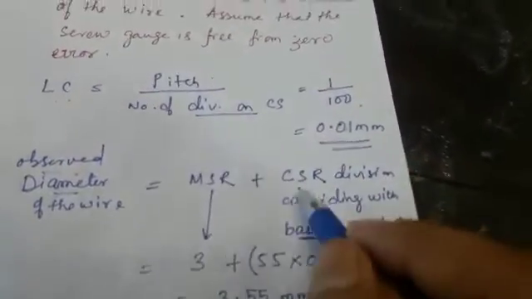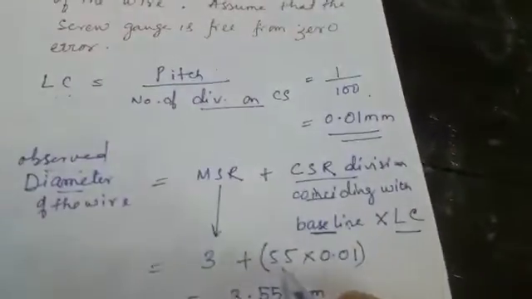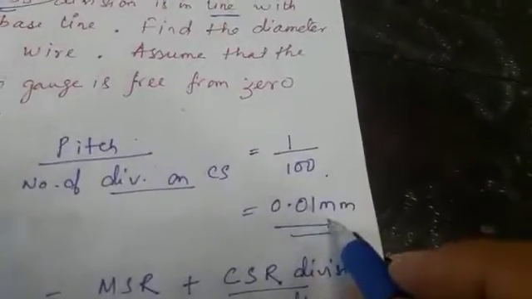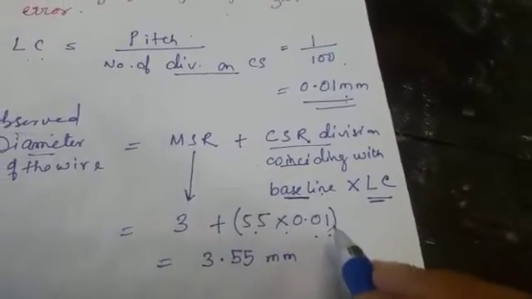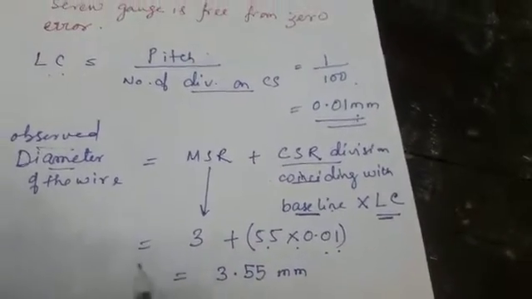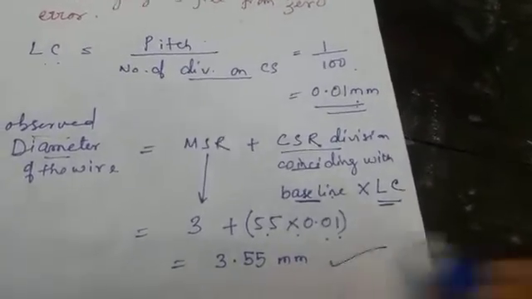So putting the values in the formula, your main scale reading is 3, plus the circular scale division which is coinciding with the baseline. What is that division? That is 55th. So 55 into least count, which you have already calculated here, 0.01. By calculating this, you will get your observed diameter as 3.55 millimeter. Fine.